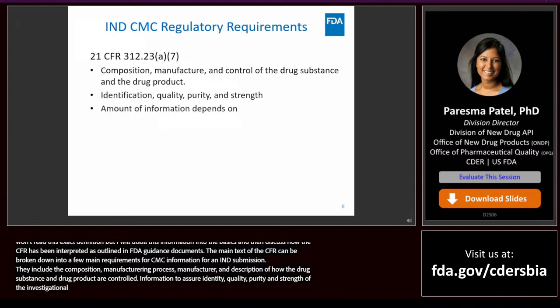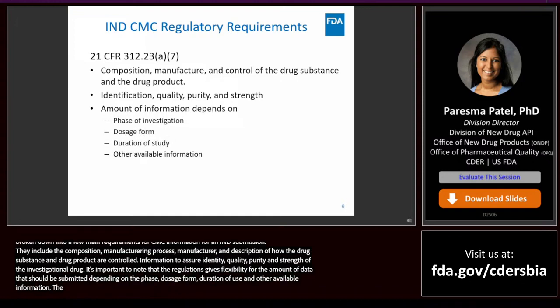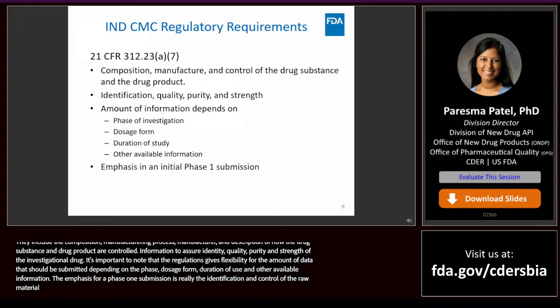It's important to note that the regulations give flexibility for the amount of data that should be submitted depending on the phase of investigation, the dosage form, duration of use, and any other available information. The emphasis for a phase 1 submission is really the identification and control of the raw materials and new drug substance under investigation.